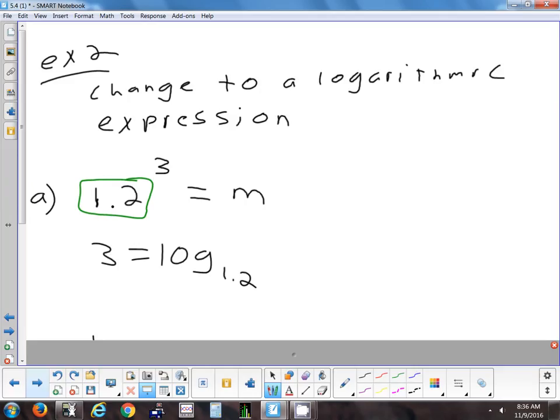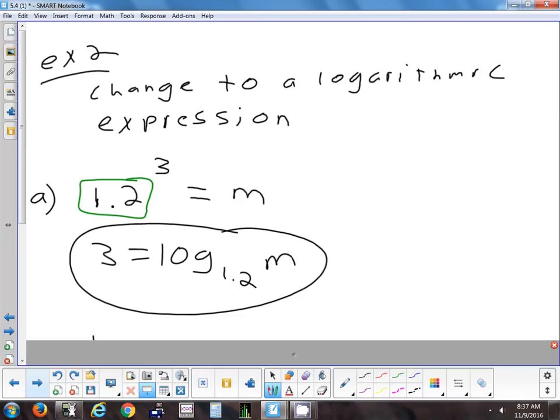So the only thing I have left is the argument. What am I plugging into the log function? M. I'm taking the log of m with a base of 1.2. Now, in this kind of problem, this usually wouldn't make sense to do what we just did, because if you were going to solve it, you could just type 1.2 cubed into your calculator. Right? But we are just practicing changing it to log form.